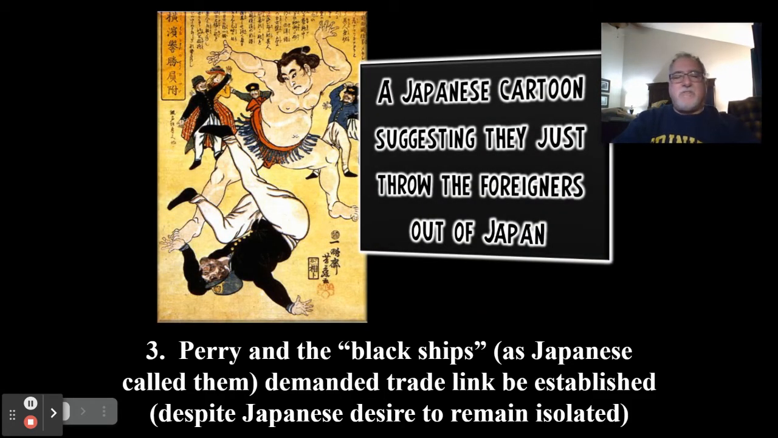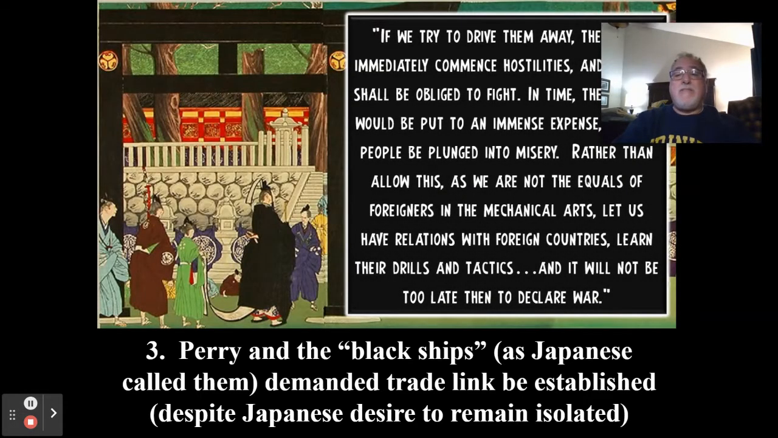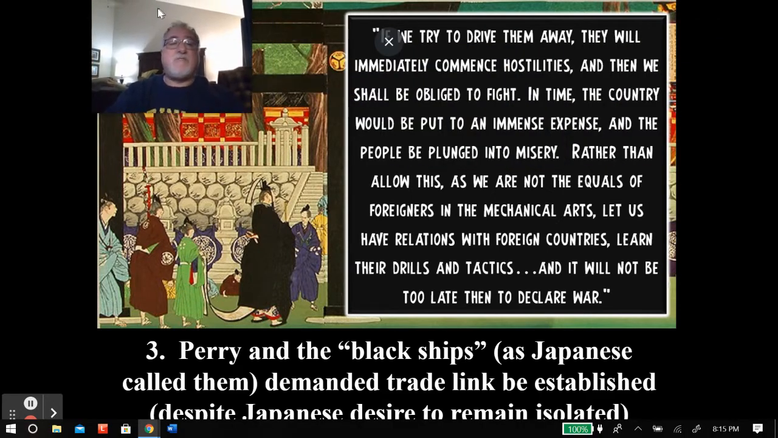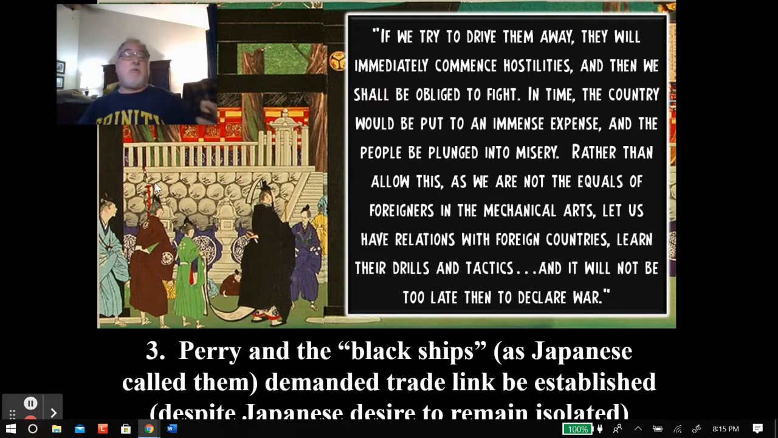Here's just a cartoon suggesting what the Japanese should do to all the foreigners. Basically, throw them out, if not kill them. But this is interesting, and I think this is sort of the turning point in Japanese history as far as how they go from being this isolationist country to being the Japan we know about, with invading China and leaving the League of Nations and bombing Pearl Harbor and all that stuff.